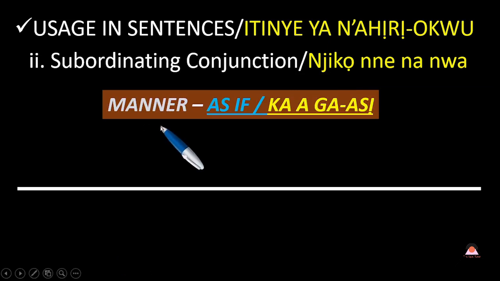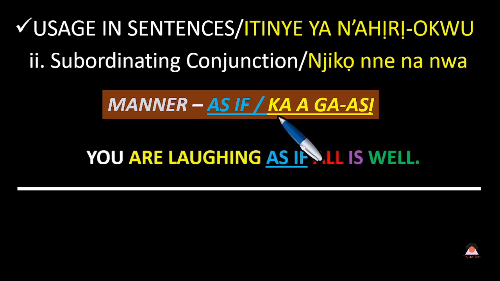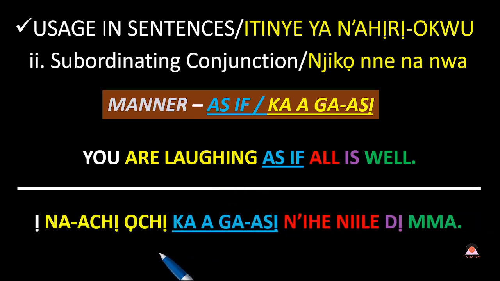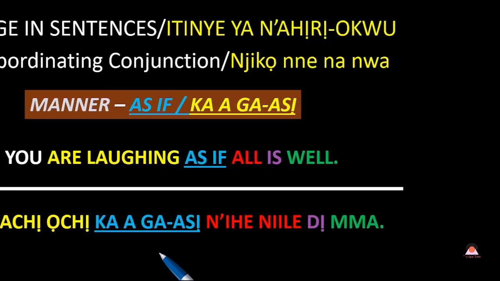Move on to manner. This is the last for this type of subordinating conjunction. Manner, as if. That is the example we're looking at. And the Igbo is kagasi. Let's look at the sentence usage. You are laughing as if all is well. The Igbo version, ị na-achị ọchị ka a ga-asị na ihe niile dị mma.